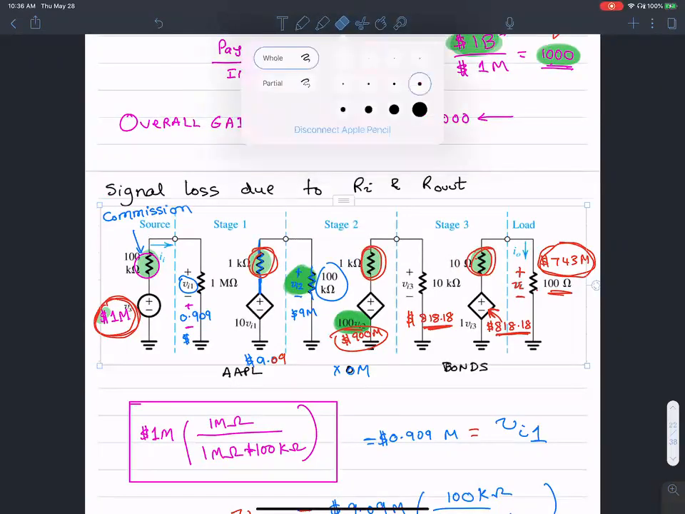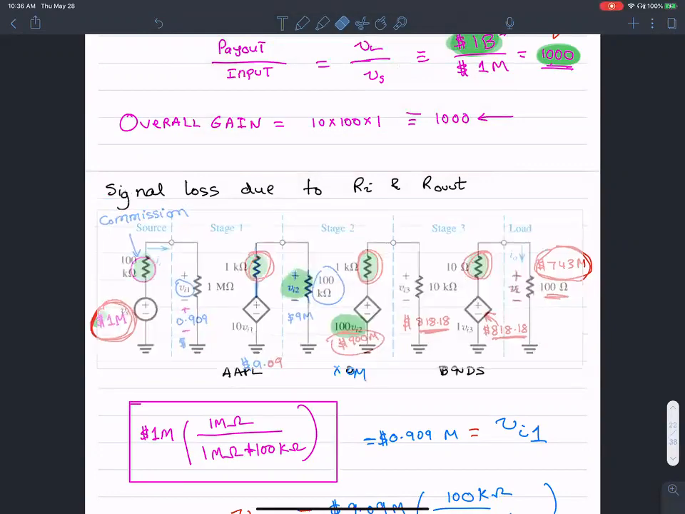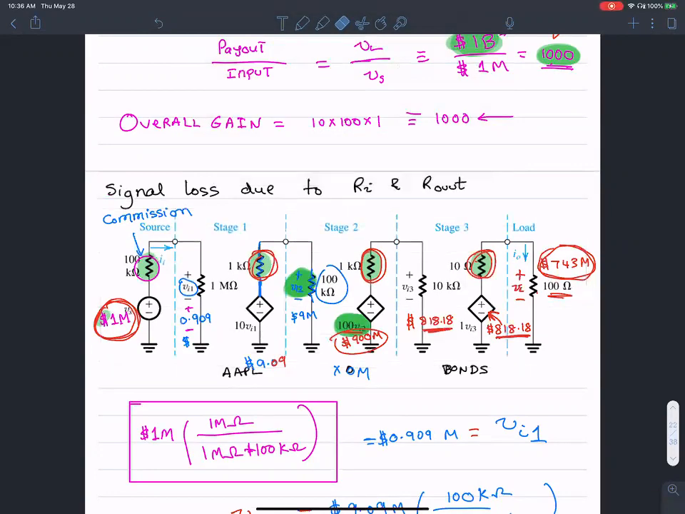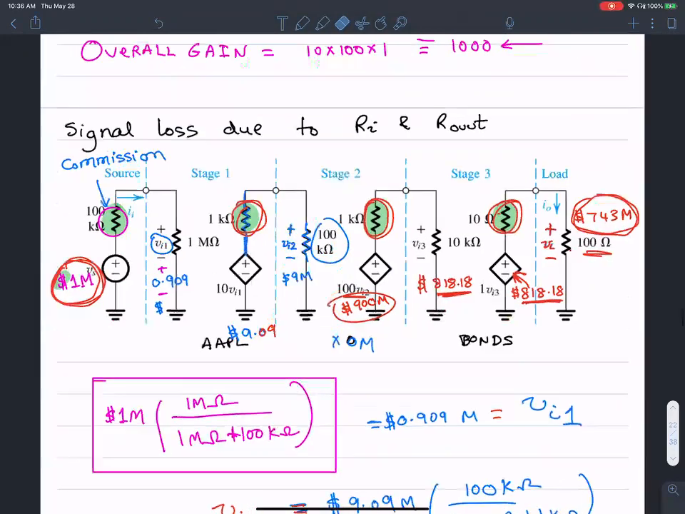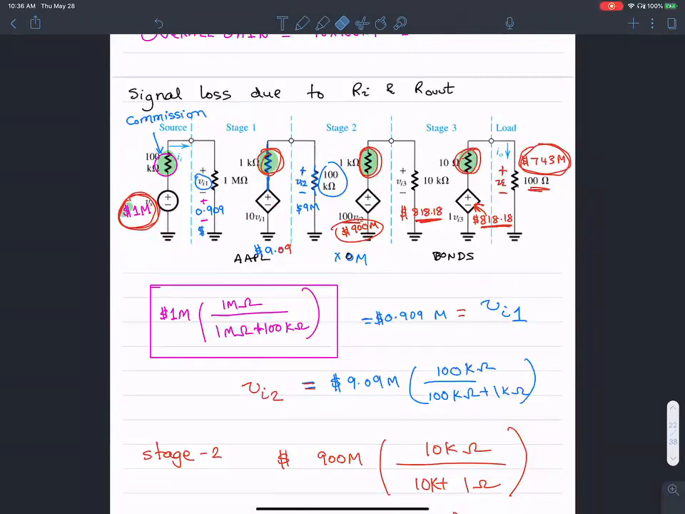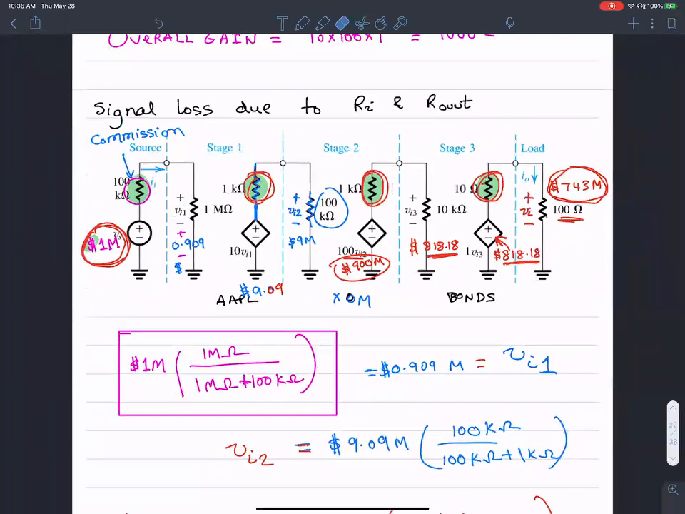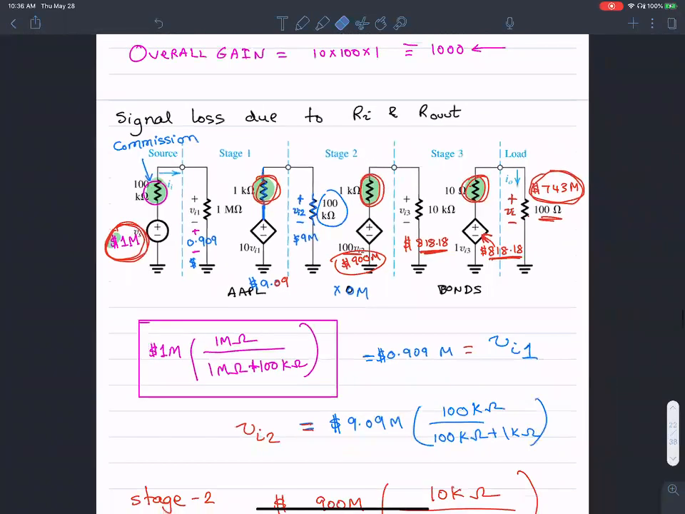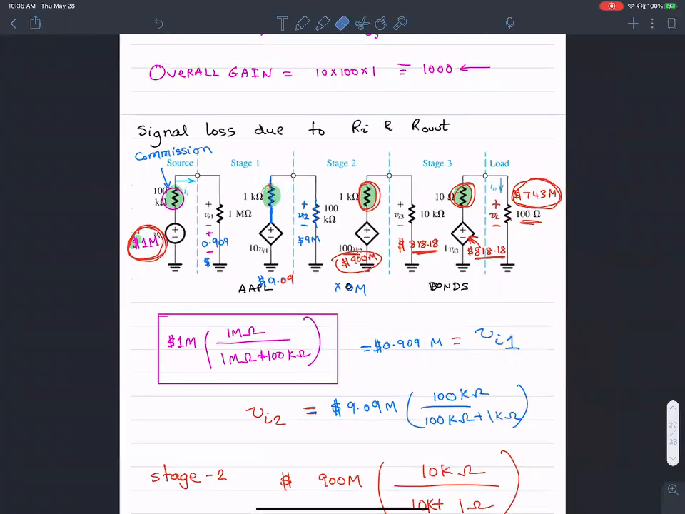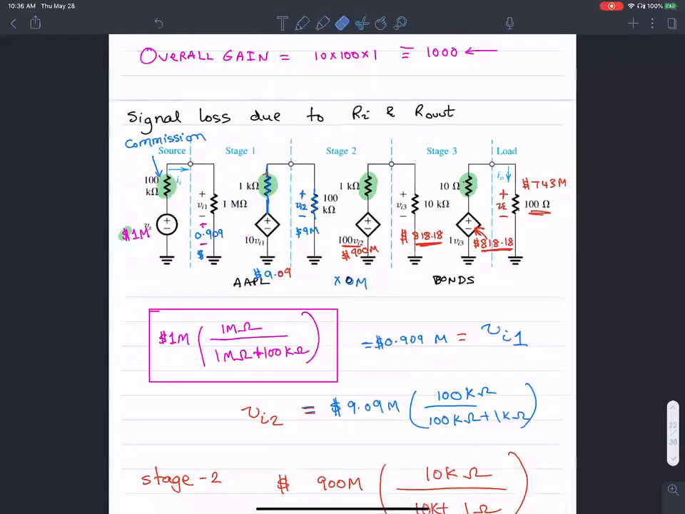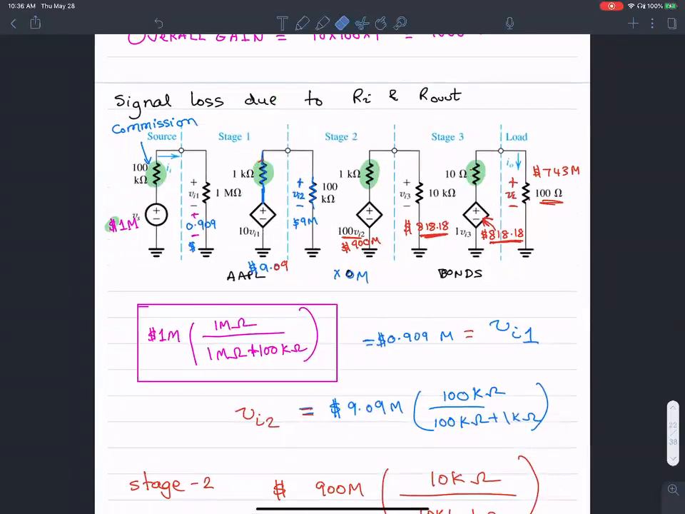Questions, please. Okay. We'll continue from here. Excuse me for the clumsy writing. I hope you're able to understand this with some clarity. Maybe I can get rid of all of these unnecessary annotations. So that's the idea of signal loss because of RI and R out.